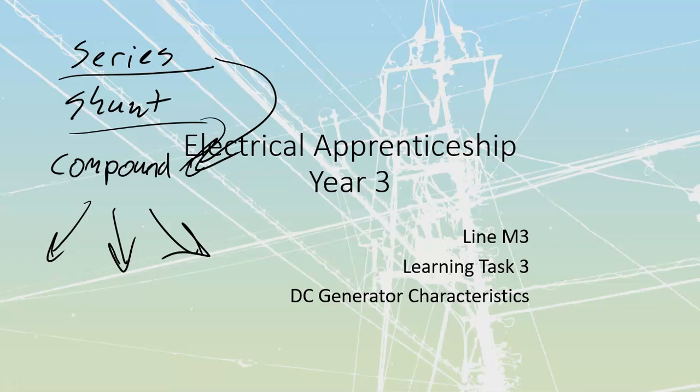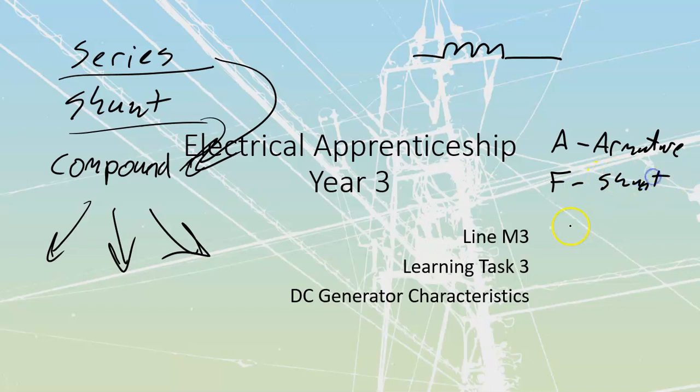We're going to take different types of fields that we are going to have. We're going to have armature coils, we're going to have field coils, we're going to have shunt and series coils. And we are going to identify them with letters. Those letters are going to be A for armature, F for shunt fields, and then S for series fields.